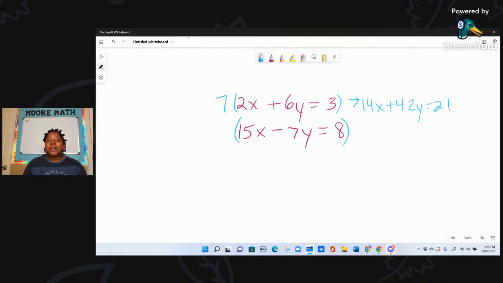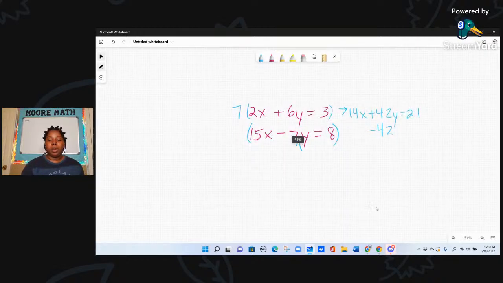And then for this one, that minus 7y, to turn that into a negative 42y, 7 times 6 equals 42. Oh, I just realized I couldn't see that. Sorry, y'all. Let me zoom out a little. So I'm going to multiply everything by 6. 15 times 6 is 90. Don't leave off those x's. And then 6 times 8 is 48. And now we can add everything together.